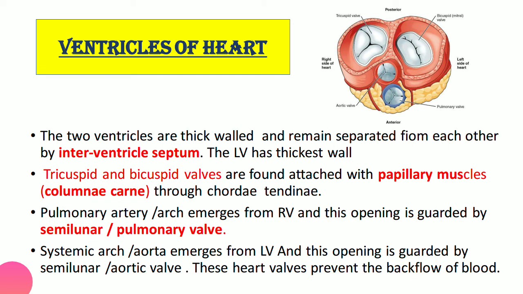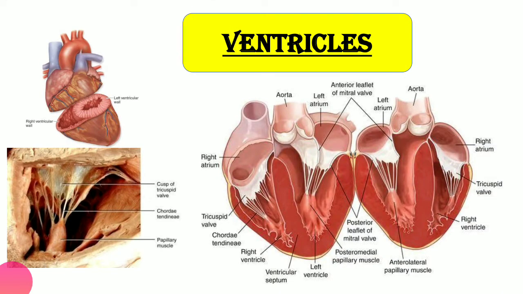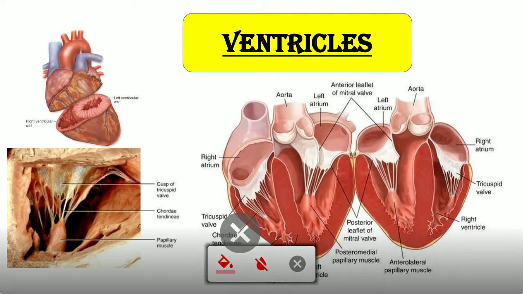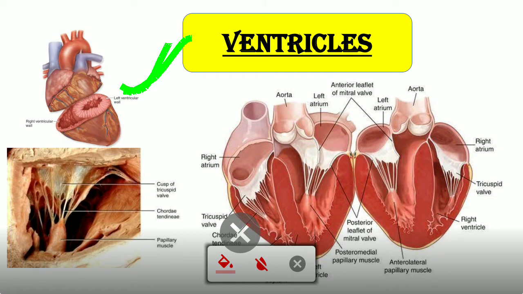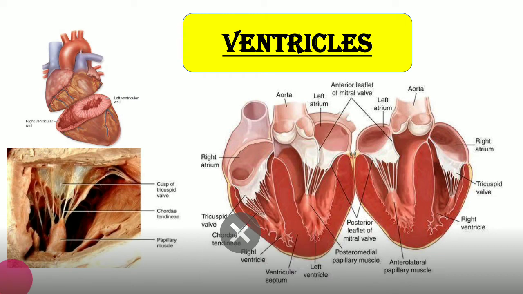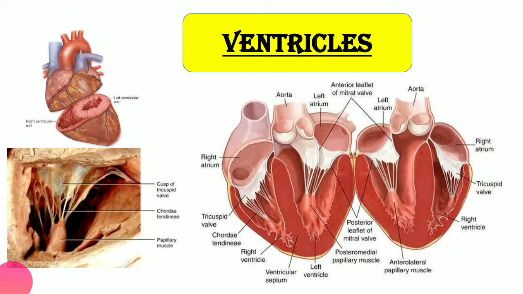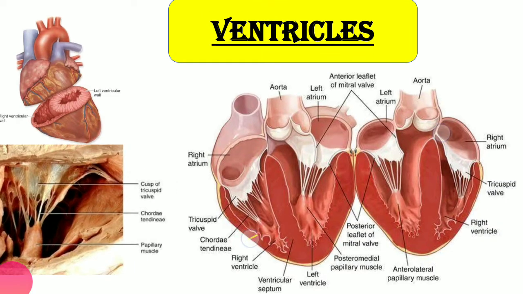Now we'll talk about the ventricles of the heart. The two ventricles are in the lower region, and they are thick walled and remain separated from each other by the interventricular septum, as I have already told you all. You can see this is the ventricle chamber, the lower chamber. The left ventricle is the thickest, it has the thickest wall, and this is the right ventricle. It is not that thick in comparison to the left ventricle. So ventricles have a thick wall.